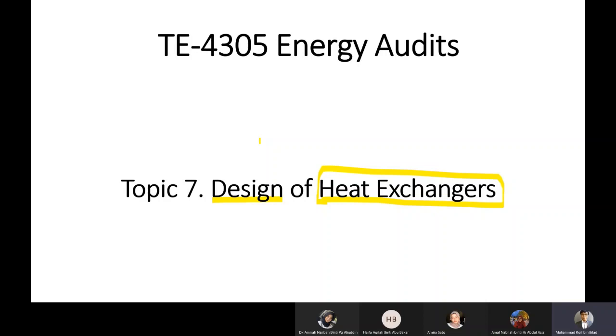For example, you have an aircon and your evaporator is inside the house. So your objective is to evaporate the refrigerant from a mixture of liquid and vapor, for example, to saturated vapor. All of the liquid is evaporated at constant temperature. So that we call process design.